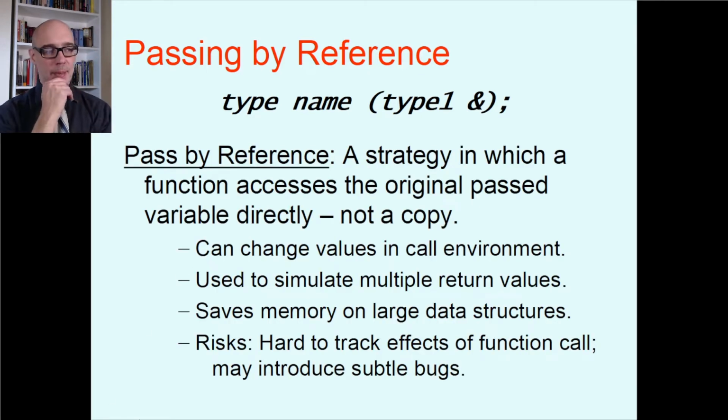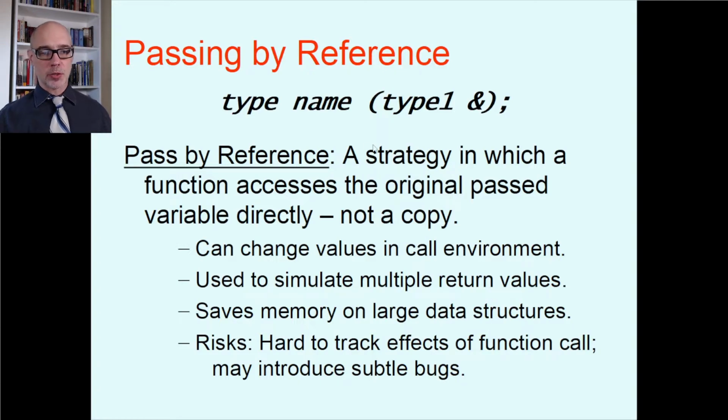So what does that do? Passing by reference is a strategy in which a function accesses the original passed variable directly, not a copy. Now you don't have two separate variables. Now it actually just is one single variable, maybe under a different name. And the critical thing is that this will now allow you in your function to change the values in the calling environment. So if I have a main function that's calling, my new function can now actually change the variables back in main of whatever was passed in, because it's the same thing.